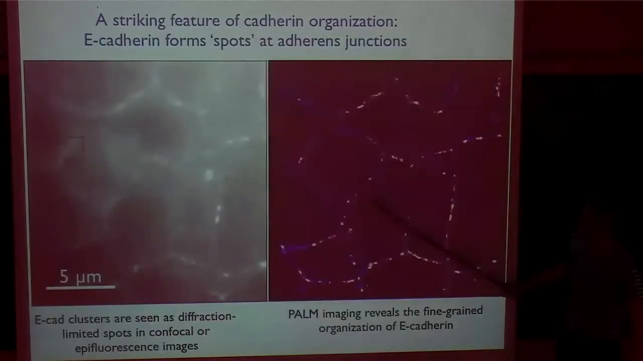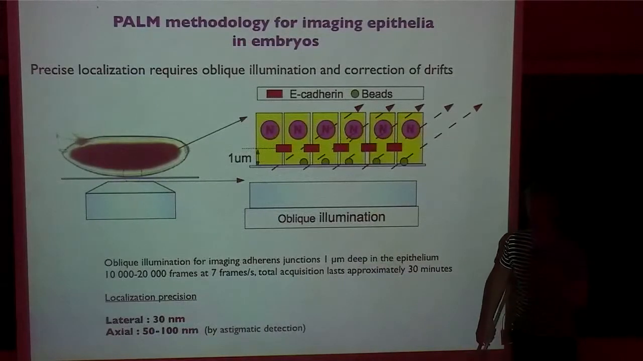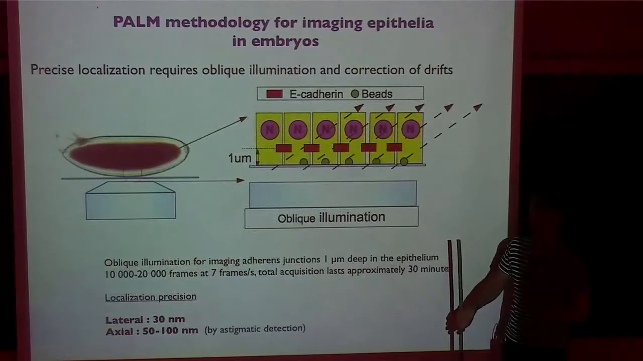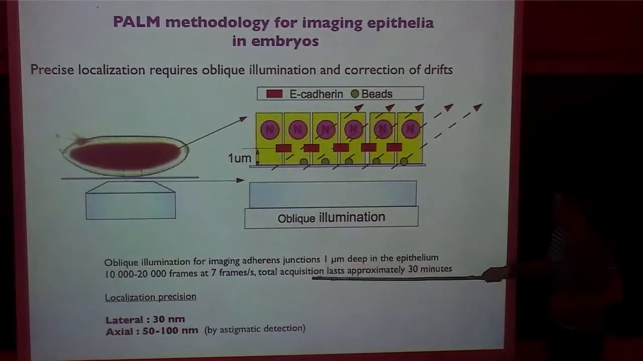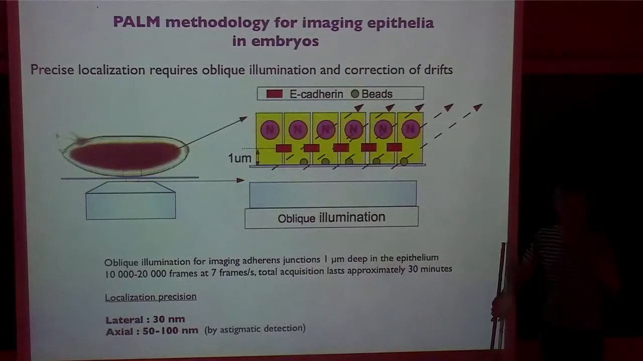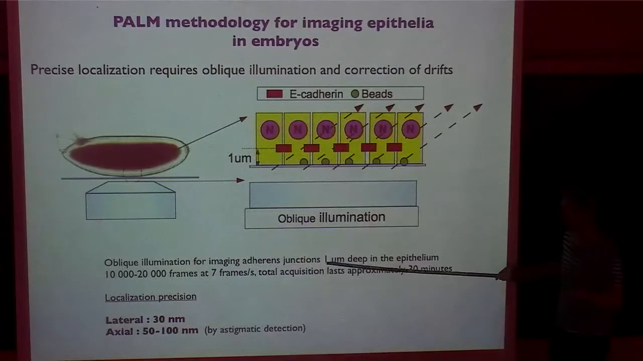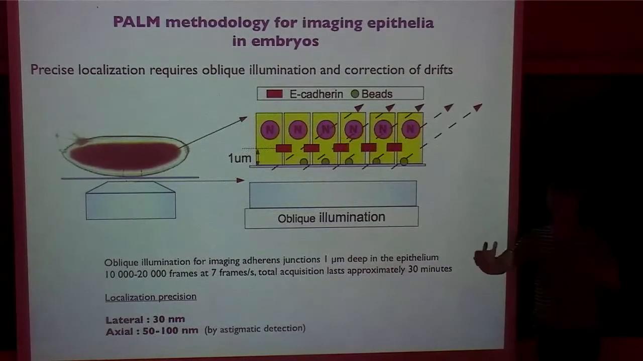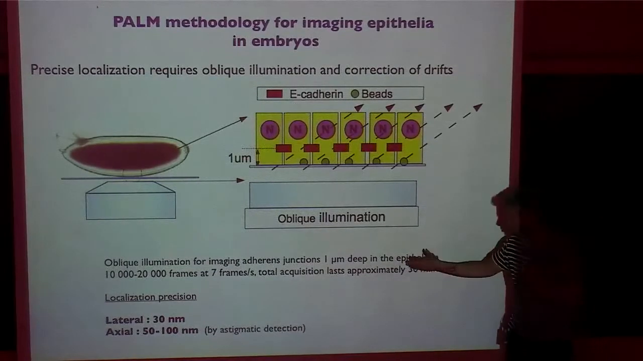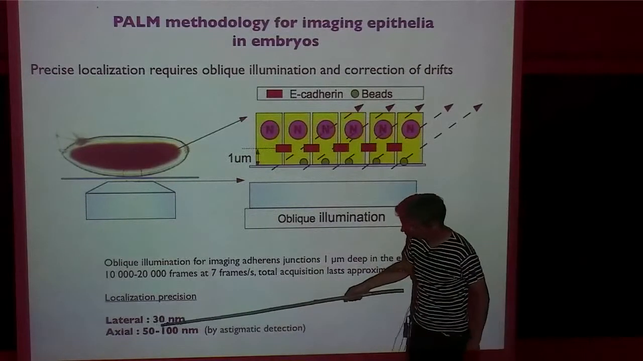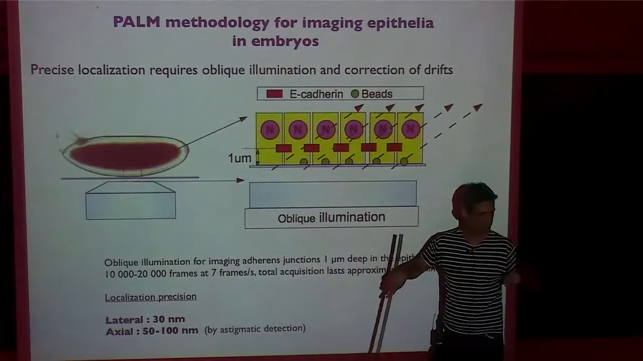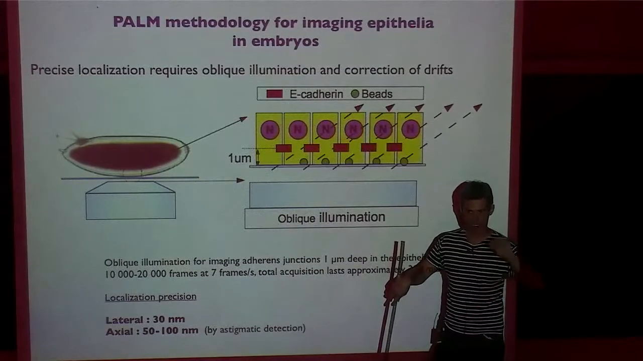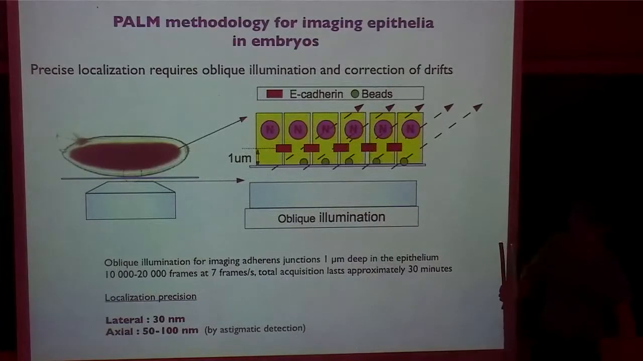Just from a practical point of view, as I said, we do not do it live, but still we can do it in a whole organism, and we fix the cells. To count all the cadherins, we have to get 20,000 images, so it lasts 30 minutes. If you remember the speed of movement of junction extension, you cannot do this live with this constraint. With our setup, we have a localization precision of 30 nanometers in the plane of the tissue, and a 50 to 100 nanometers localization precision along the axial direction by using some optical tricks. I think I won't have time to discuss this, but if you want, I can discuss it later.